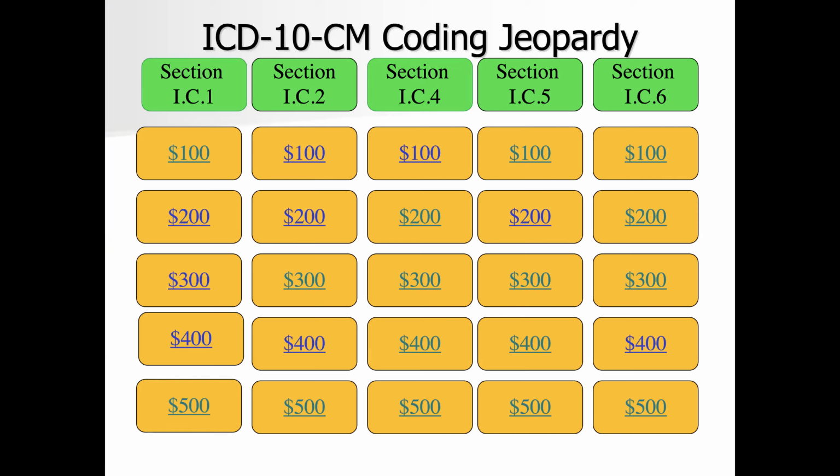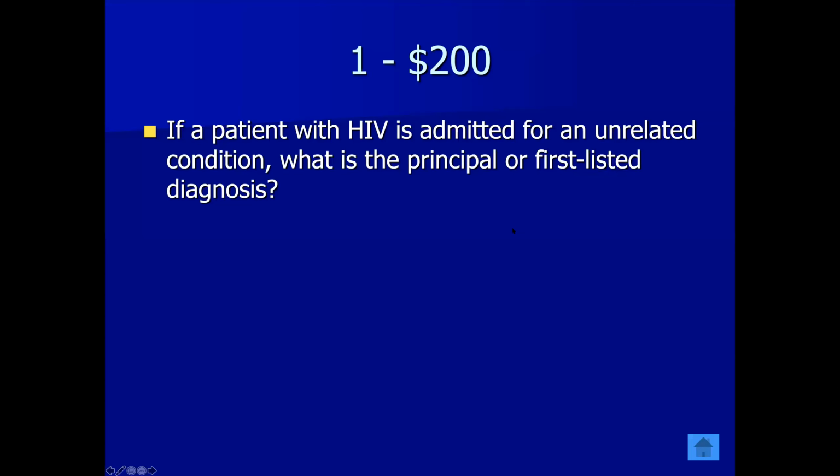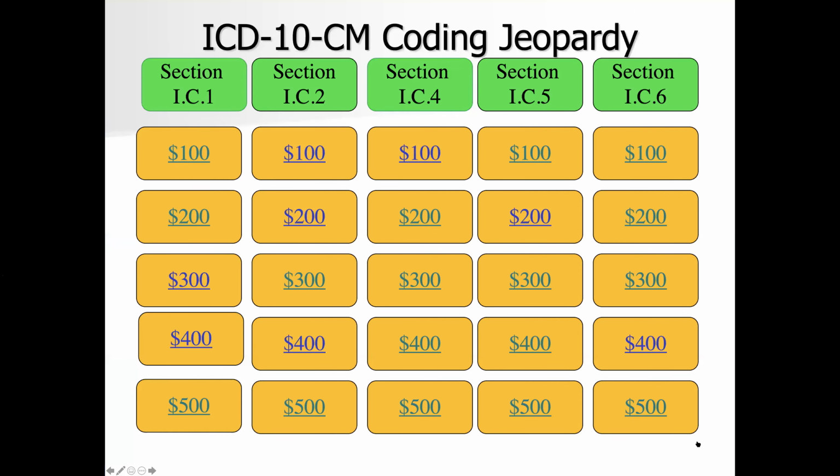Section 1 for 200. If a patient with HIV is admitted for an unrelated condition, what is the principal or first listed? What is the code for the unrelated condition first? That is correct. All right, next up, back to Lisa.